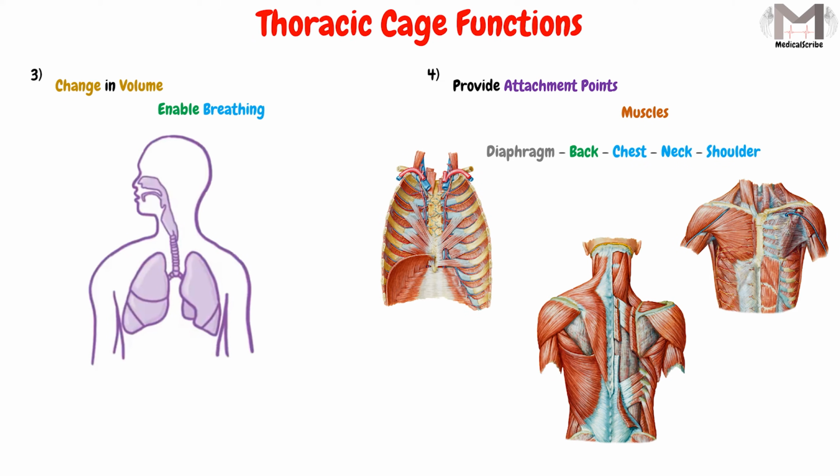So these were almost all the important details and a brief explanation about the sternum and the ribs, which are the 5th and the last region in the axial skeletal system.